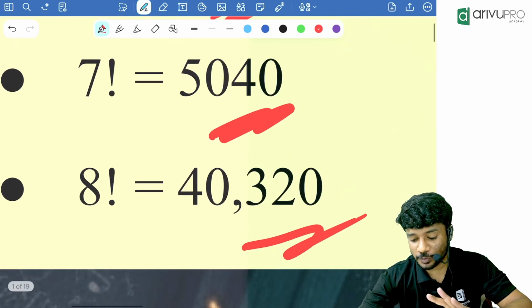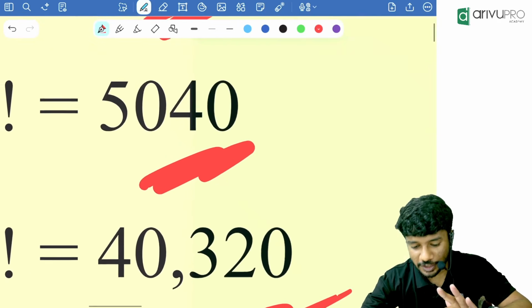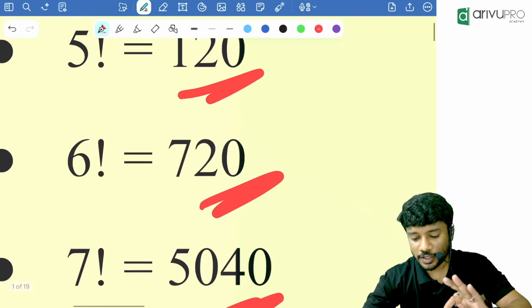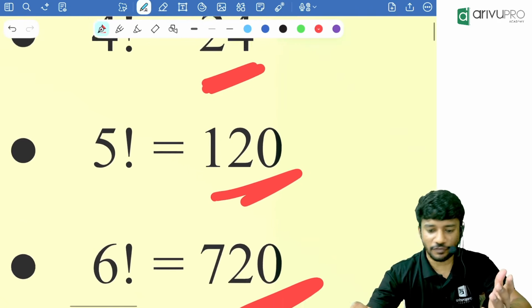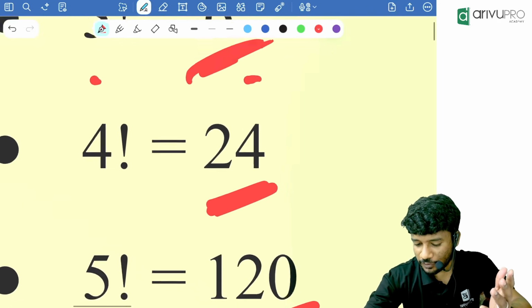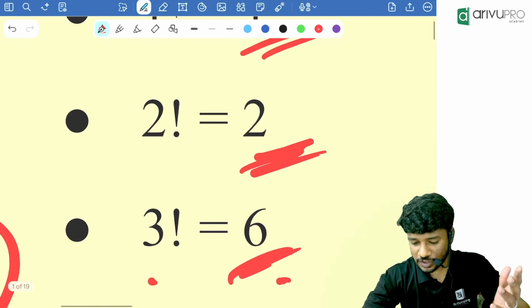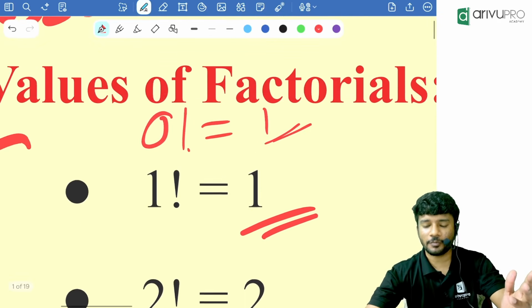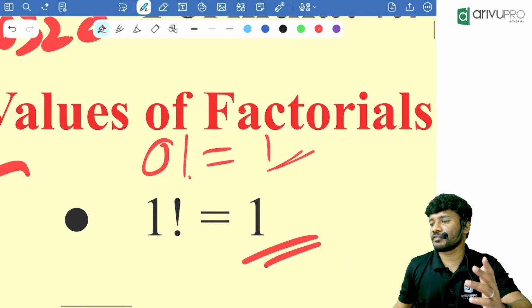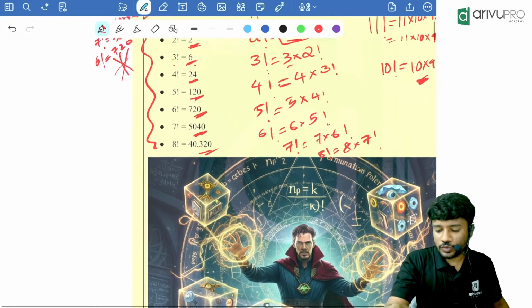8 factorial is this much. So this value divided by 8 will give me 7 factorial. This value divided by 7 will give me 6 factorial. 720 divided by 6 will give me 120, that is 5 factorial. 120 divided by 5 will give me 24. 24 divided by 4 will give me 6. Then 6 divided by 3 will give me 2. 2 divided by 2 will give me 1. 1 divided by 1 will give me what? 0 factorial, which is how much? 1. Okay. Now, next one.